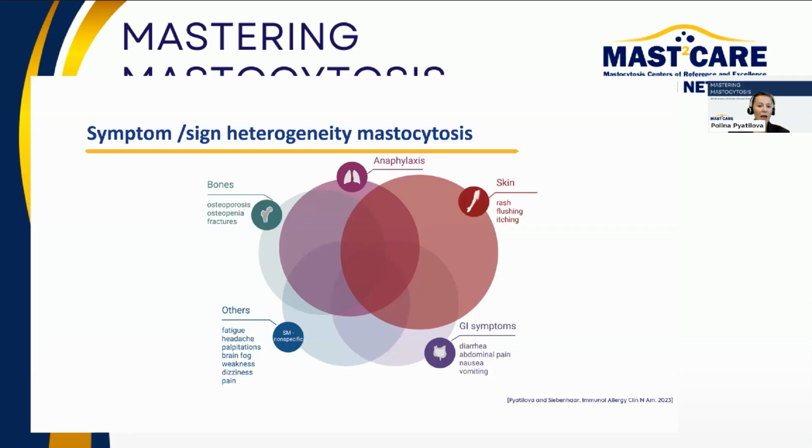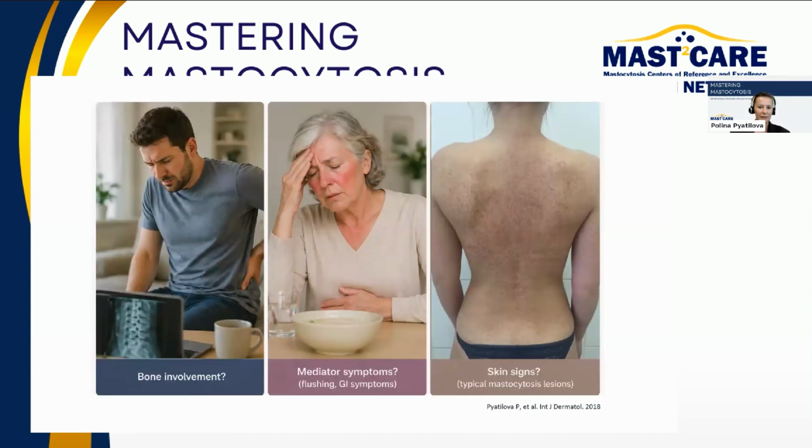But what they also all have in common is that we are already talking about systemic mastocytosis. So again, it's mostly indolent systemic mastocytosis. And here I want to show you 3 examples. What first comes into your mind, could it be mastocytosis? And yes, it can. First you see a young man with bone pain. He was then diagnosed with osteoporosis. So this could be a classical sign of mastocytosis with bone involvement.